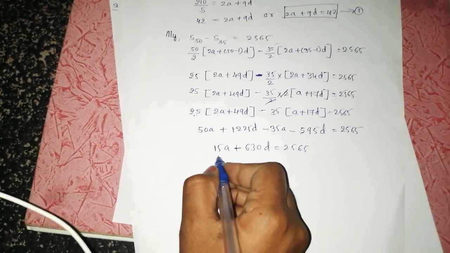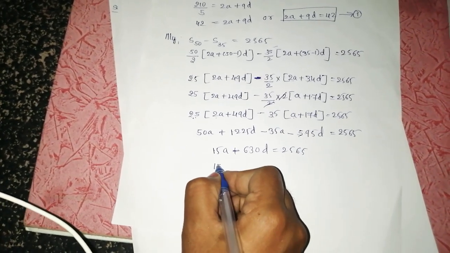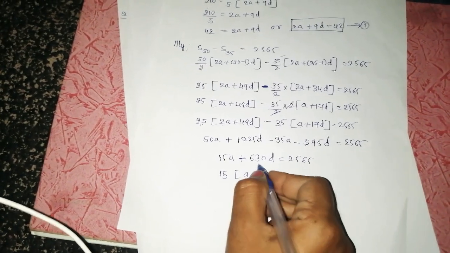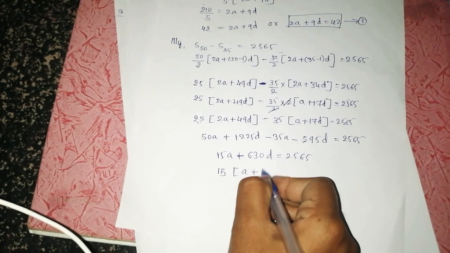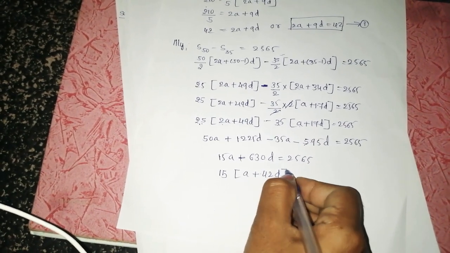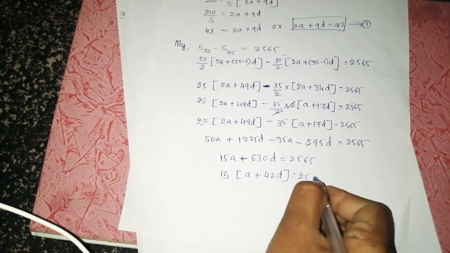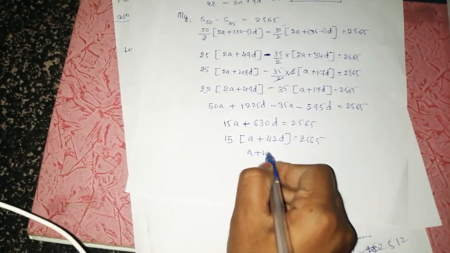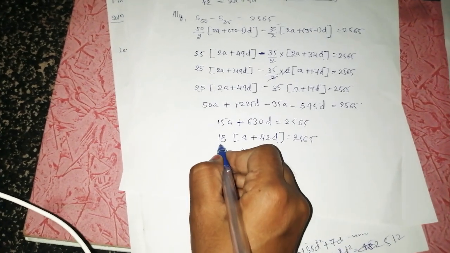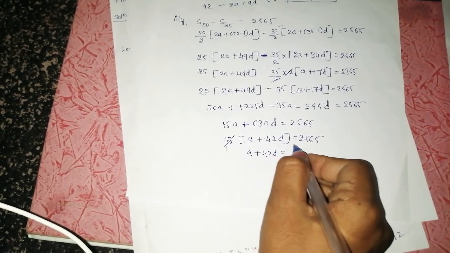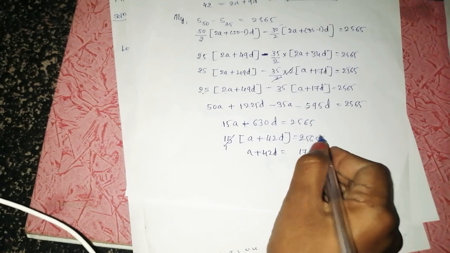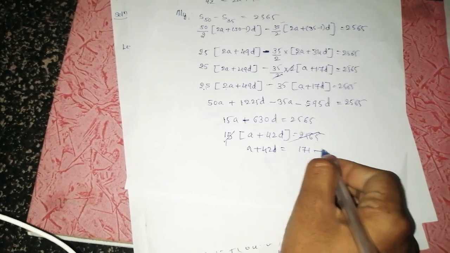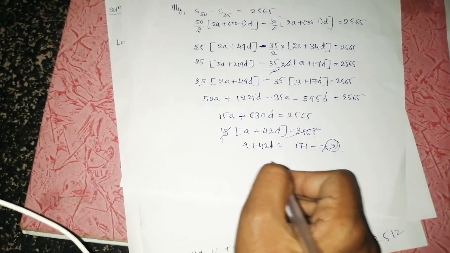Again here I am going to take 15 as common. You are going to get a plus, how much is 630, that is 15 42s, and 2565. So you have a plus 42d, here 15 1s are 15, 15 171s are 2565, therefore you have a plus 42d is equal to 171. Take this as equation number 2.